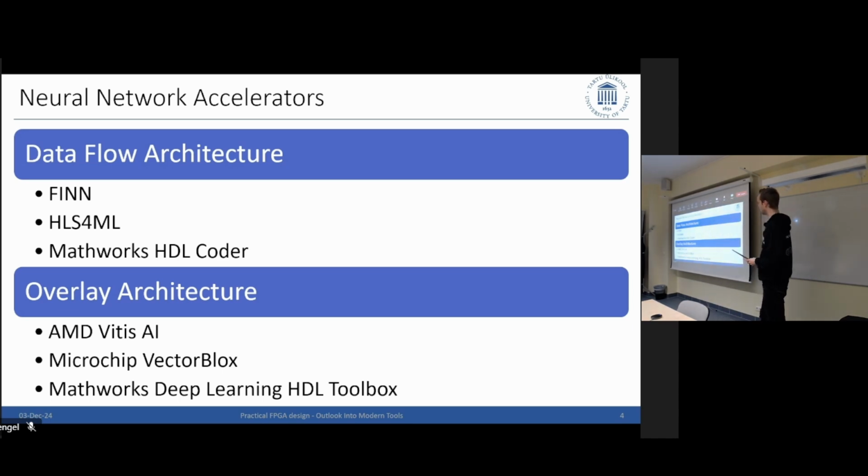Yes, and overall, there's more tools, and there's many more. There's a lot of academic research. That's what I mostly did. There's what the leading tools are in the data flow architectures or in the direct mapping into logic.